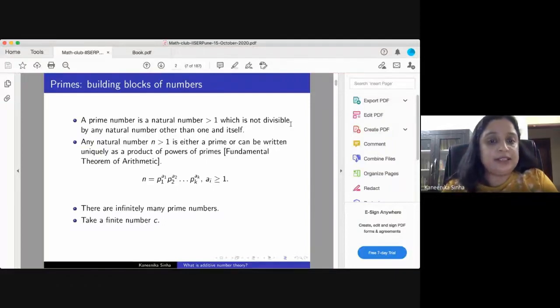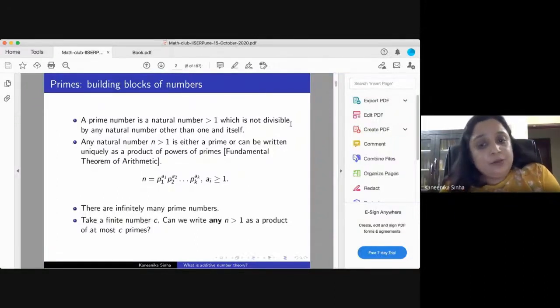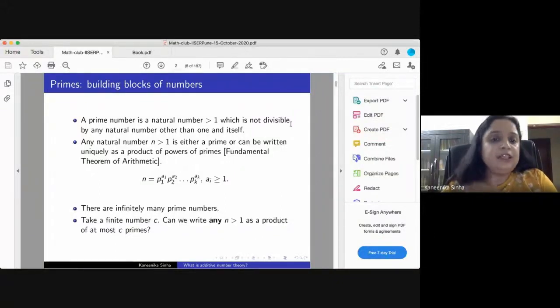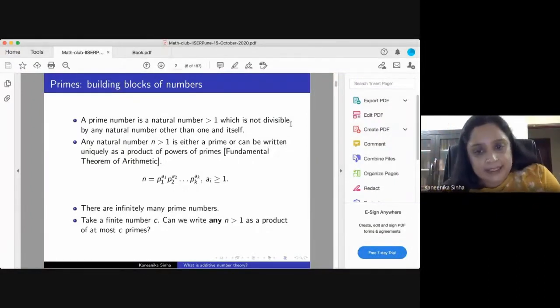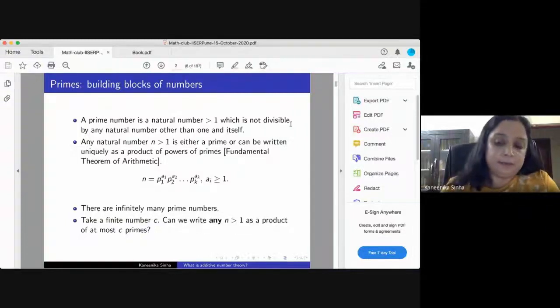Now the question is, suppose I take a finite number, c, let's take 100. Can you write any n greater than 1 as a product of at most 100 primes? And you are allowed to take very, very high powers, as high as you want. Given the vast choice of powers, but only finitely many primes, can you write any n as a product of at most c number of powers of primes?